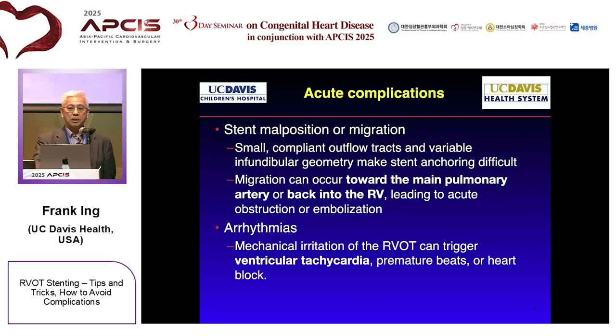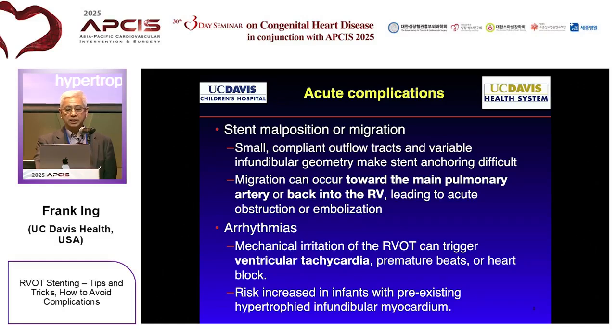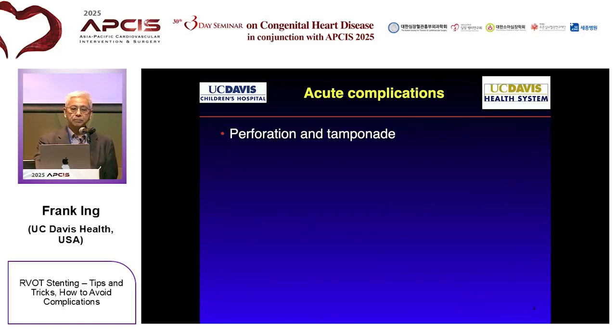Arrhythmia is a risk. The mechanical irritation of the outflow tract can trigger ventricular tachycardia, premature beats, and heart blocks, etc. There is an increase in infants with pre-existing hypertrophic infundibular myocardium. You notice that, especially for the pulmonary valves that you perforated and ballooned, the valve is open and suddenly there is a much worse dynamic obstruction in the outflow tract.